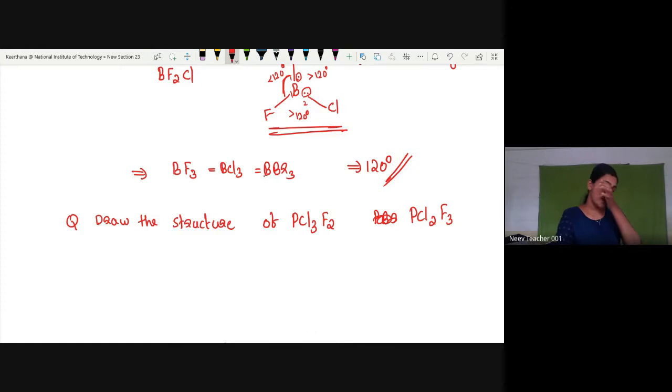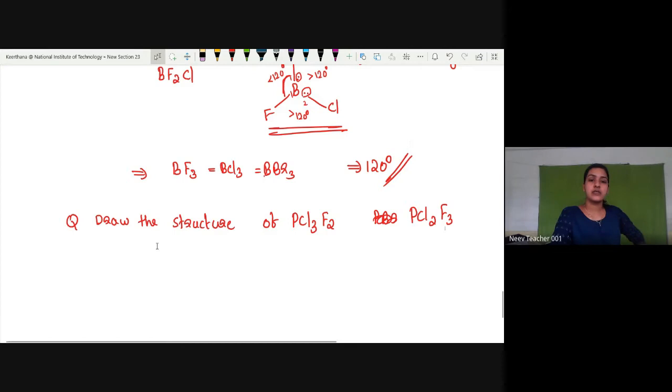Also read those dipole moment concepts. We'll start dipole moment and finish it in the next class, and we will start molecular orbital theory in the next class. So be prepared. Read those concepts, dipole moment and Fajan's rule. I thought Fajan's rule is not there in your syllabus, but it's there. So we will discuss Fajan's rule and dipole moment in the next class.